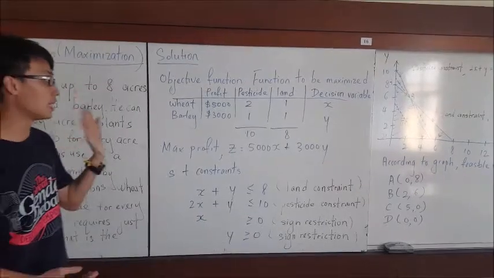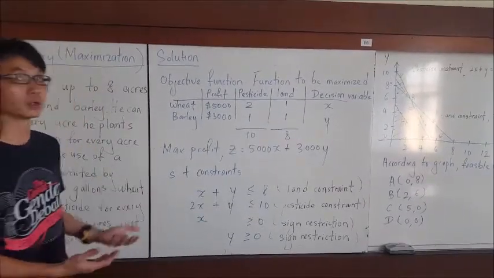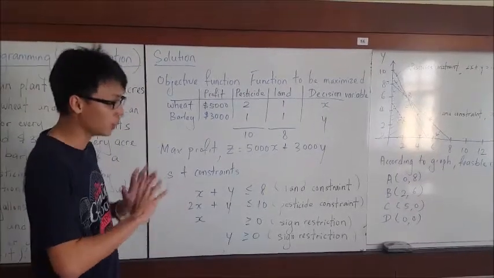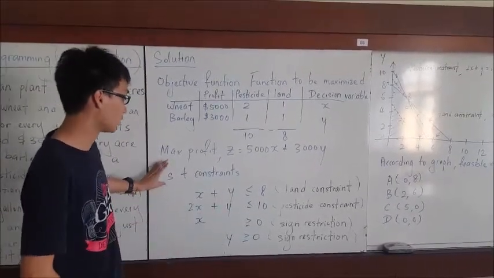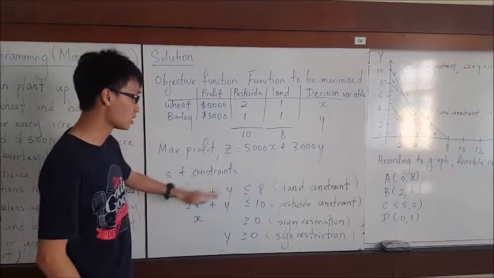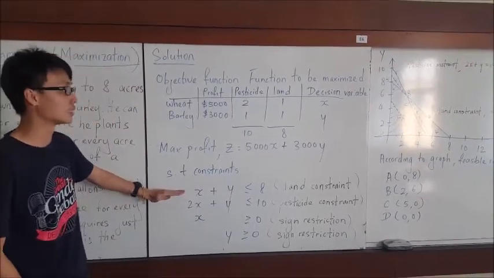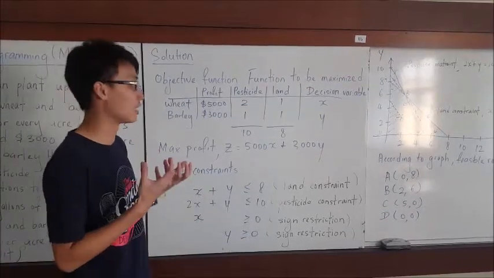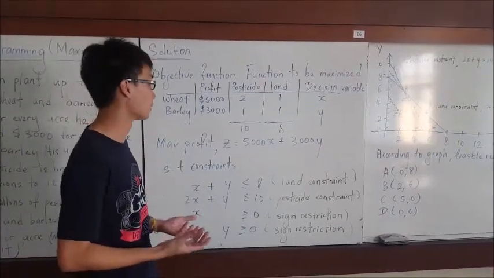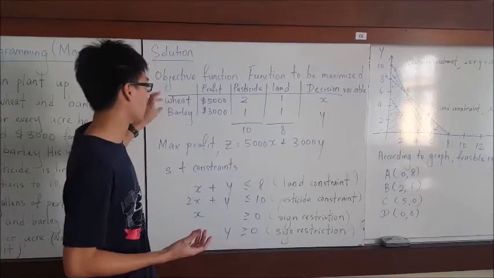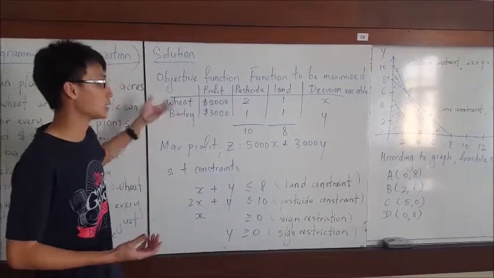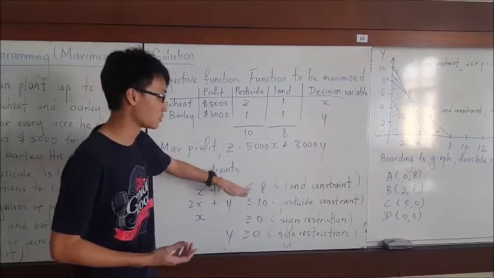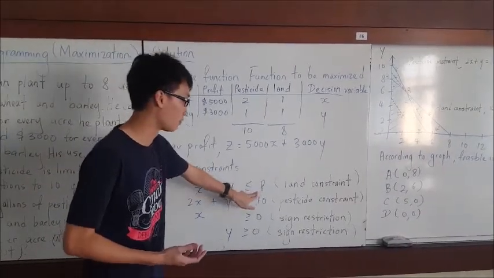But for every objective function in linear programming, we always have constraints, as mentioned. So how do we write the constraints as formulas? First of all, we write subject to the constraints. The very first constraint is the land constraint. As I mentioned, the farmer only has 8 acres of land to plant. Since one acre of wheat and one acre of barley can be planted, we have x plus y less than or equal to 8, a maximum of 8.